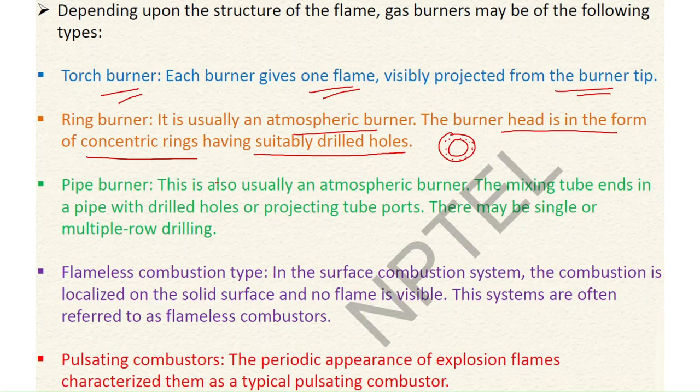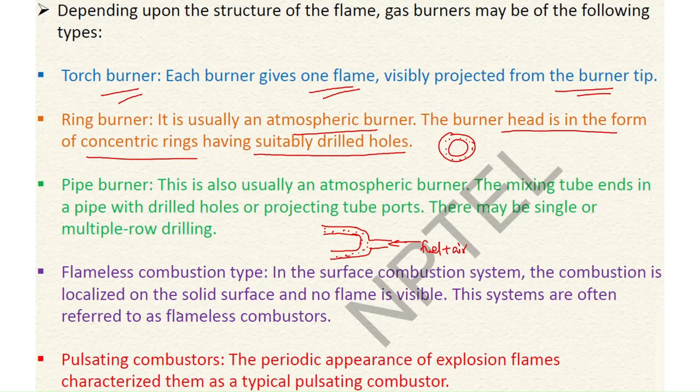Coming on to the pipe burner, this is also usually an atmospheric burner. This mixing tube ends in a pipe with drilled holes or projecting tube ports. This may be a single or multi-row drill. Suppose, for example, this is a tube, and from here, fuel and air mixture is introduced. So here, either single holes or multiple holes are drilled on this pipe, from where fuel is ignited.